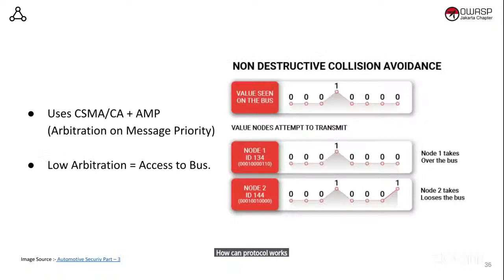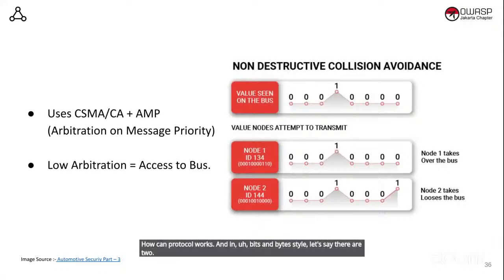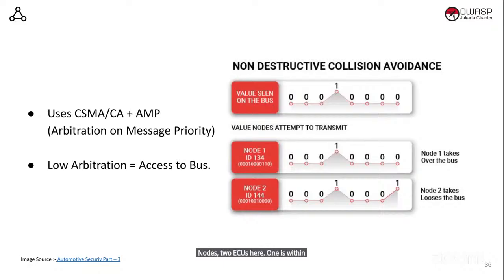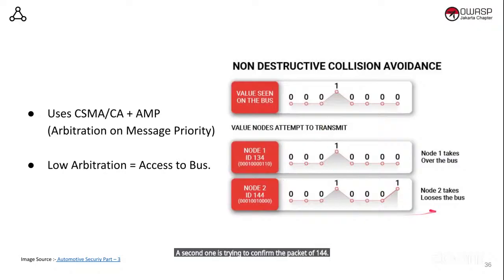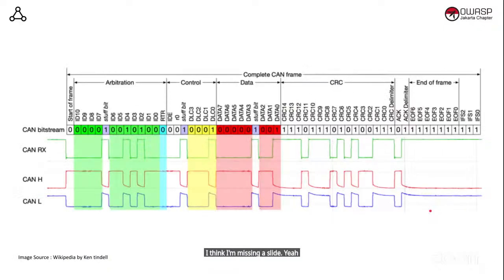And in bits and bytes style, let's say there are two nodes, two ECUs here. One is trying to transmit a packet of ID 134, and the second one is trying to transmit a packet of 144. I think I'm missing a slide. Yeah, I'm missing this slide.